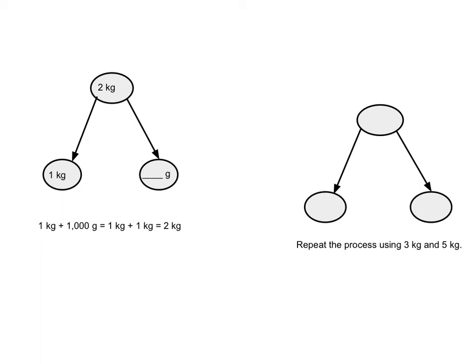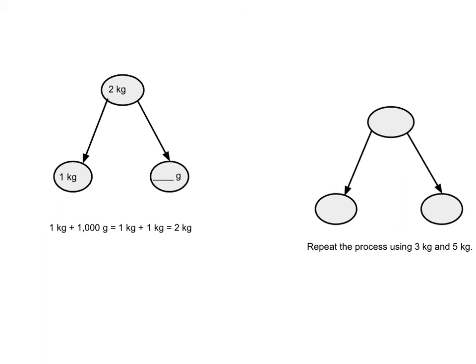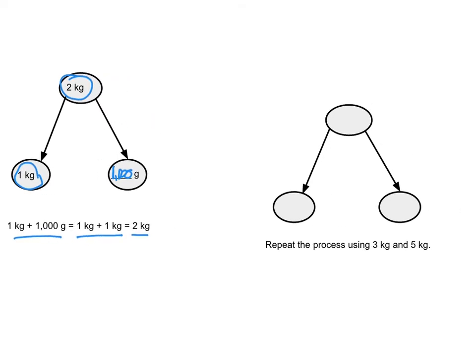That should be fairly familiar to you by now. The very first one here, we're looking at 2 kilograms. And 2 kilograms can be broken apart into 1 kilogram. And if we were going to break apart the other kilogram into grams, that would be 1,000 grams. So we have 1 kilogram plus 1,000 grams is equal to 1 kilogram plus 1 kilogram is equal to 2 kilograms.